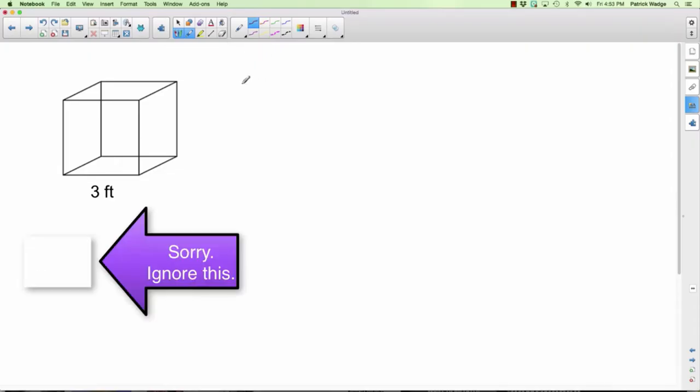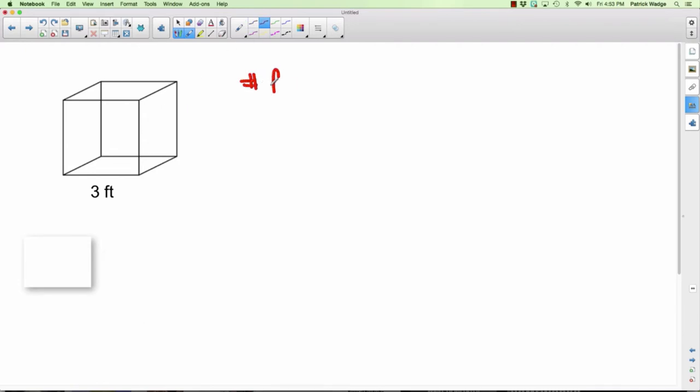Here's how I do this question. I ask myself, first of all, how many faces are there that are the same size as each other? Well, okay, let's start with how many faces. How many faces does it have? Well, it has one at the front here. It has one at the back. It has one on the right. It has one on the left, one on the top, and one on the bottom. It has six faces. Hope that makes sense.